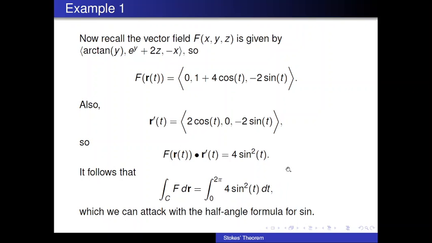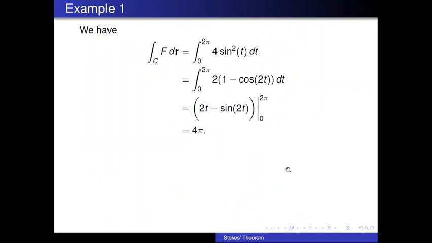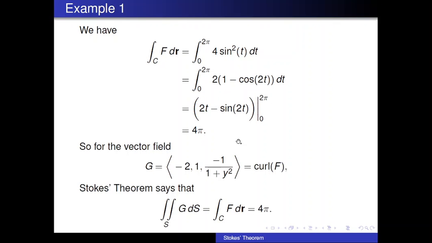So all we need now is the half angle formula for sine. So we will replace 4 sine squared t with 2 times the quantity 1 minus cosine of 2t. This then integrates to 2t minus sine of 2t, I think. Yes. And we'll evaluate this at 0 and 2 pi. And what do we get? Well, at 2 pi, we get 4 pi, and everywhere else, we get 0. So we'll end with that this line integral is 4 pi.